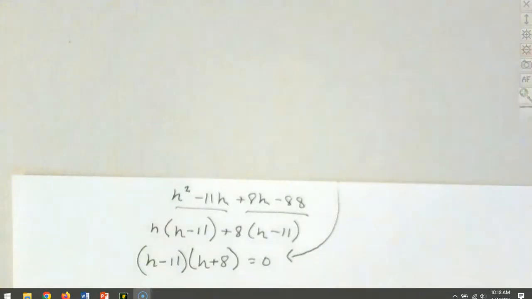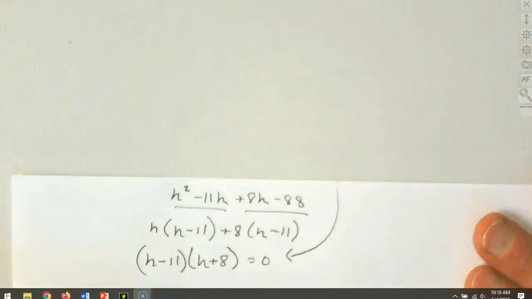One of these is not going to work. I will tell you that. One of these is not going to make sense. What are my two answers going to be? h minus 11 equals 0, so h equals 11. h plus 8 equals 0, so h equals a negative 8.